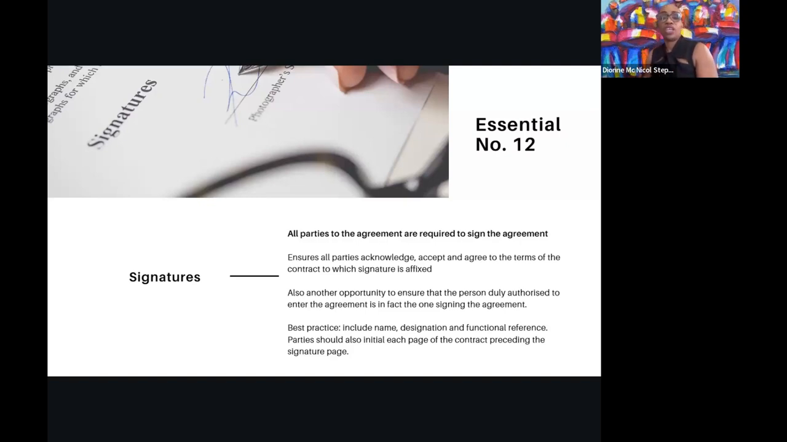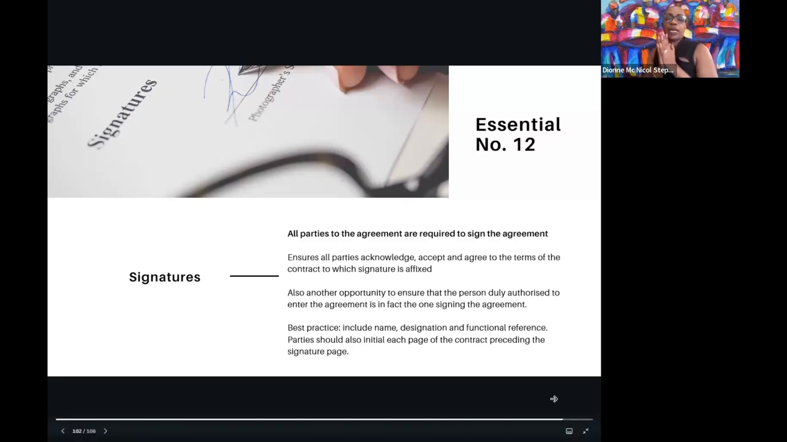This ensures that all parties acknowledge, accept, and agree to the terms of the contract to which the signature is affixed. You also want to ensure, yes, really, another opportunity to ensure that the person duly authorized to enter the agreement is in fact the one signing the agreement. You're dealing with a company, the driver brings the contract for you, the driver signed the contract. Can the driver bind the company? Probably not. If it's a larger company, no. If it's a smaller company and the driver is also the sole shareholder, then yeah, he can.